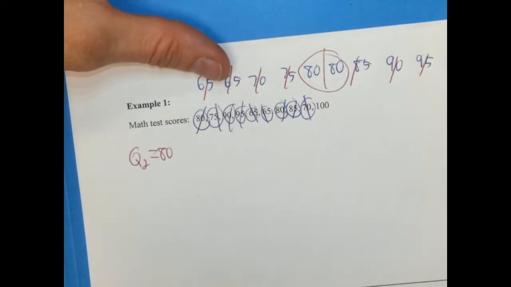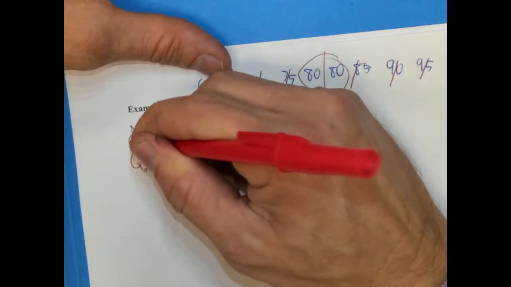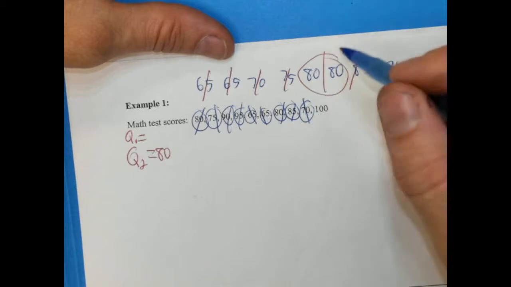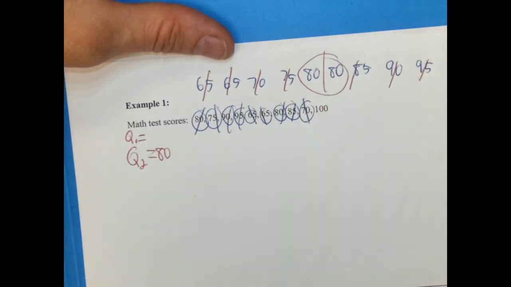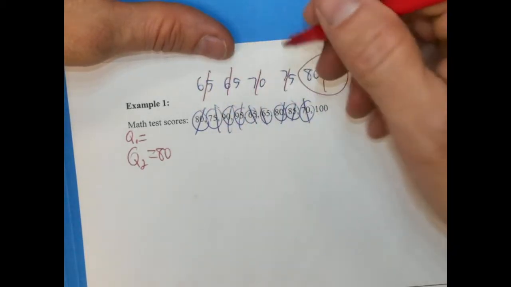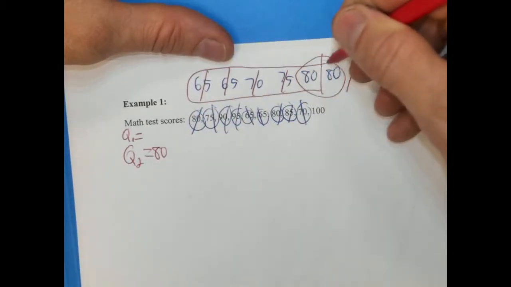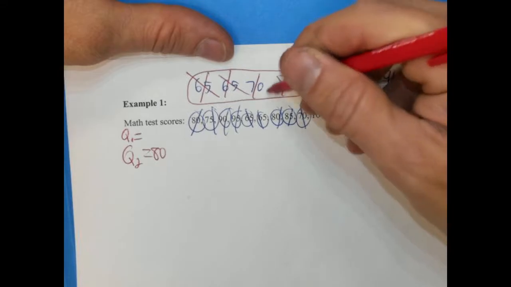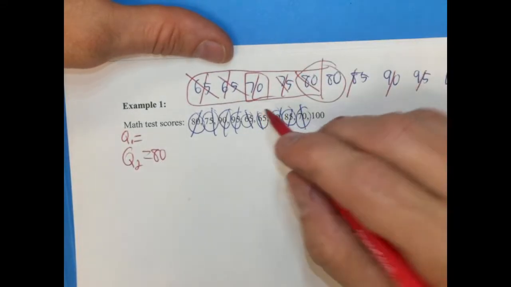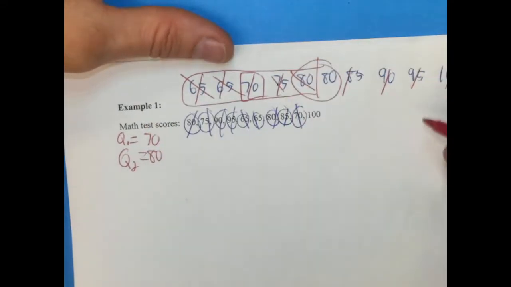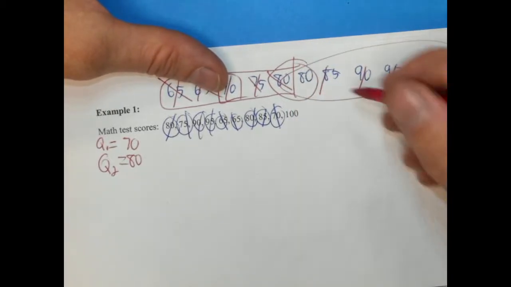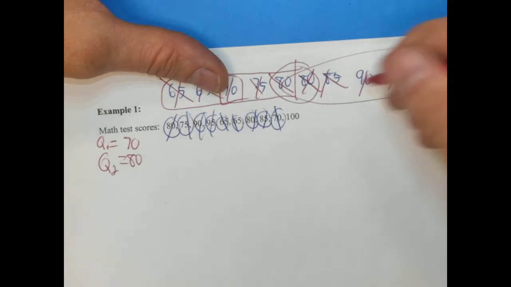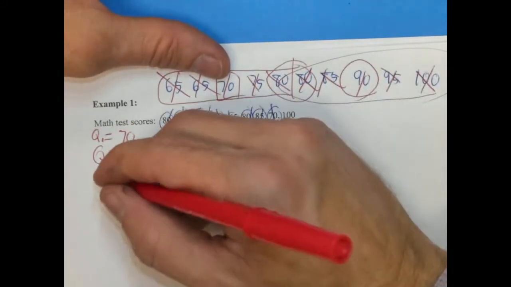Our Q1 is going to be the median of this first half of data. So I'm going to use a different color. Oh, let's put it this way. So I'll put a box here. So this stuff. So I'm going to cross here, low, high, low, high. So 70 is going to be our Q1. And then let's look at this data. So low, high, low, high. 90 will be our Q3.